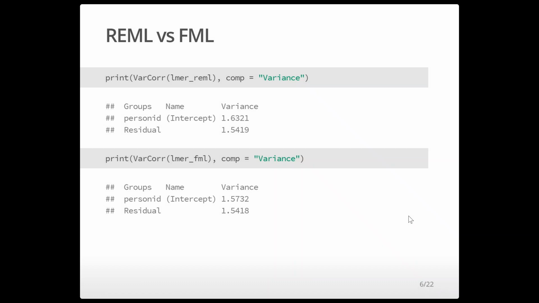We will also see differences in the parameter estimates for the variance parameters or the random effects. So you see the variance of the cluster means is quite a bit larger in the restricted maximum likelihood version than in the full maximum likelihood version.